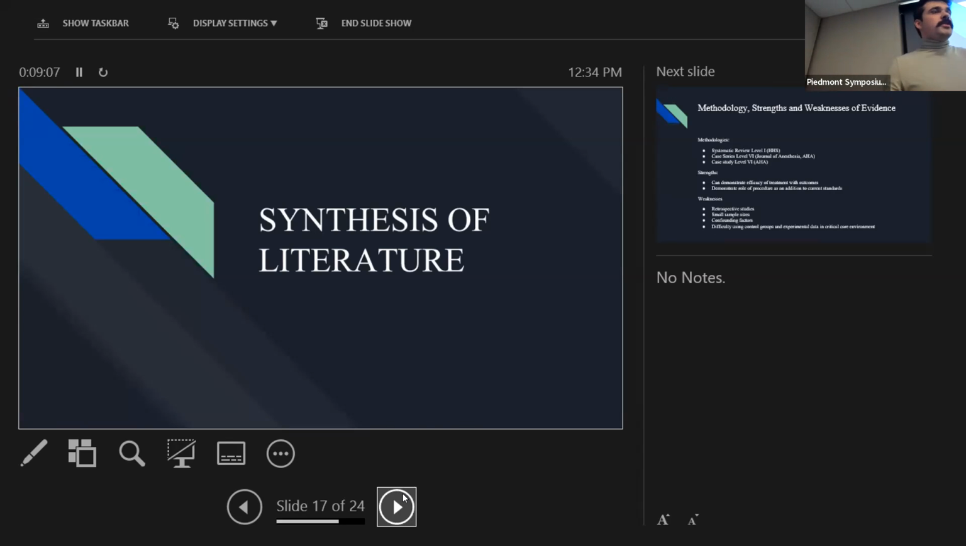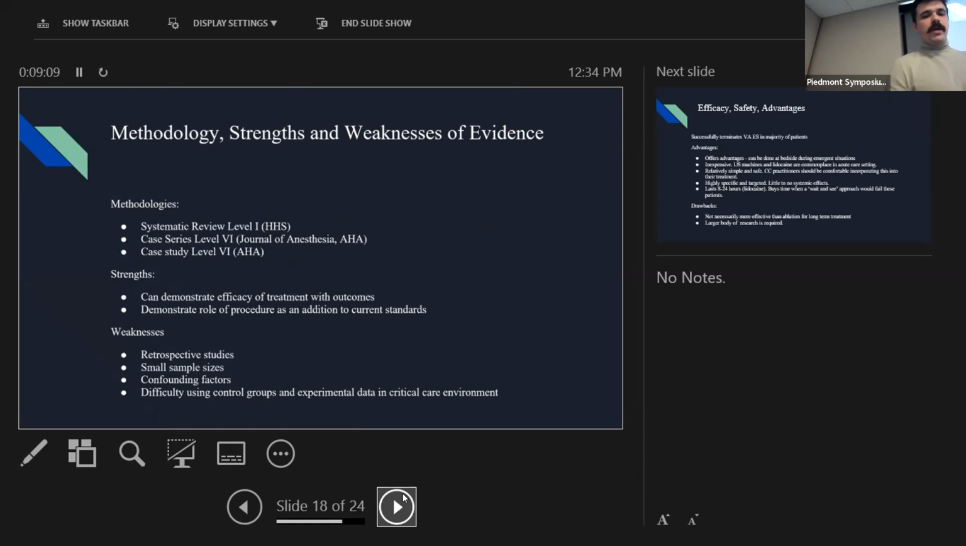So to kind of summarize and synthesize my literature, we had some systematic reviews and meta-analyses, some case series studies, and that case study in the last article. I think the strengths of this research, we can demonstrate that it can effectively reduce ventricular arrhythmias in the majority of patients and kind of show where it fits in our treatment. And show that it's a pretty safe procedure with no major side effects.